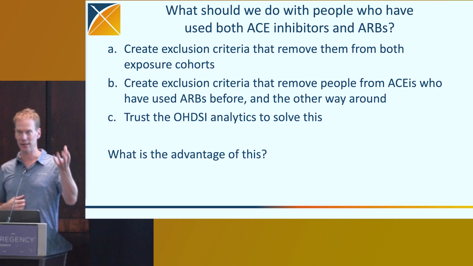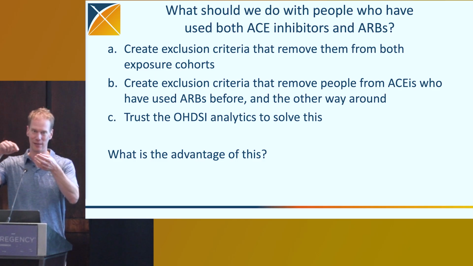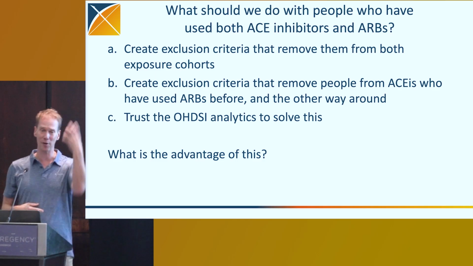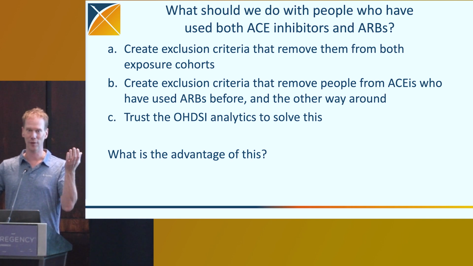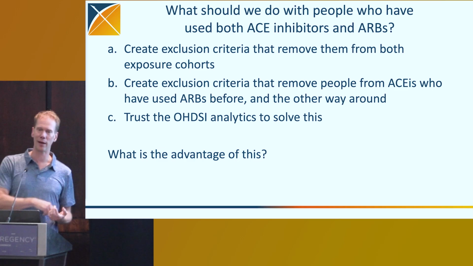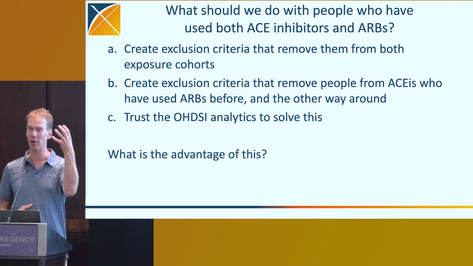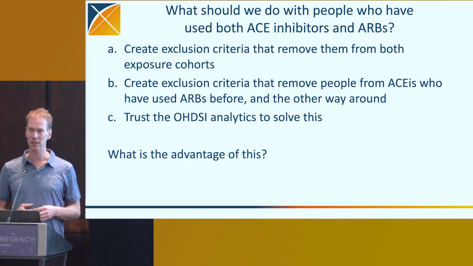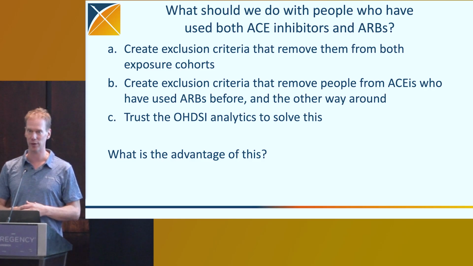Because I'm comparing ACEs to ARBs, but if I now in ACEs explicitly make the restriction that they can't have prior ARB exposure, and now I'm going to compare ACEs to beta blockers, well, now I have to create a new ACE cohort that excludes them. Whereas if I rely on the CohortMethod package to do this for me, I can just keep on using the same ACE inhibitor cohort, and I can switch out my comparator without having to change the cohort definition.